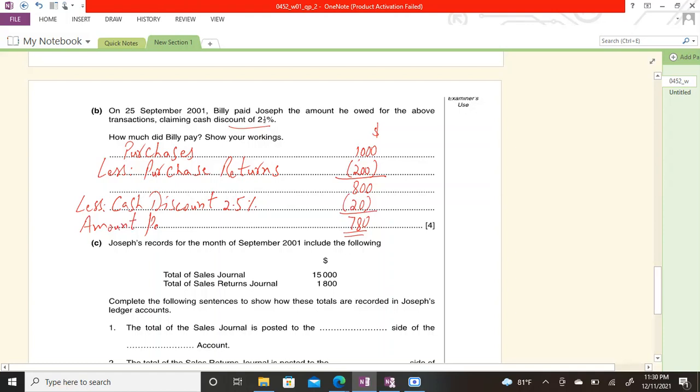So the total amount was $1,000 because he bought goods on credit. Then he returned some goods. The value is 200. The remaining amount was 800. Out of 800, he received a cash discount of 2.5%. For the buyer, this is called discount received, and for the seller, this is called discount allowed. And this term is called cash discount. So the remaining amount paid by Billy is $780.